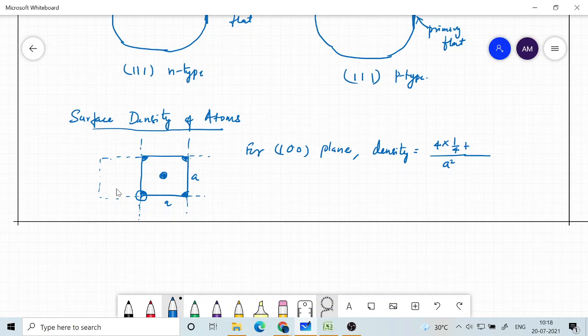So plus, that is completely belonging to this unit cell, so there is one belonging to this unit cell, and similarly for all other unit cells. So when we are looking at a particular unit cell face, there is 1/4 coming from each corner, and then one full which is at the face. All other atoms in the unit cell are not belonging to this particular plane. So this is basically 2 by a square.